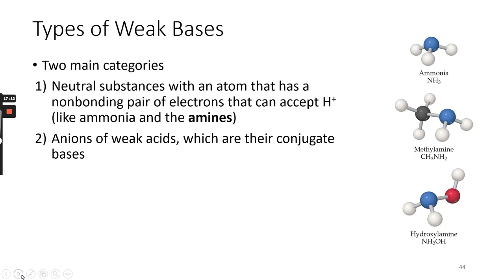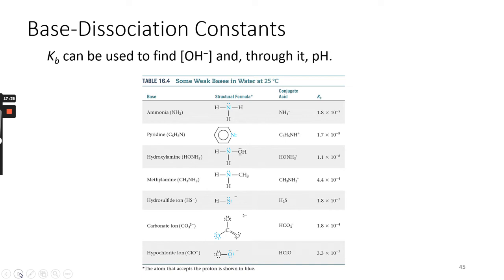So there are two main categories of bases. You could have neutral substances with an atom that has a non-bonding pair of electrons, just like NH3. Or you could have the anion of a weak acid, which are their conjugate bases. Those are your two types. And here are some typical Kb values, and we could use Kb to find the concentration of hydroxide, and through that, the pH.